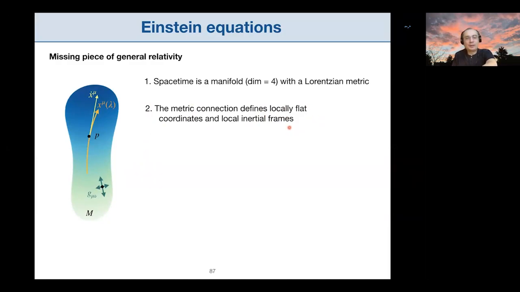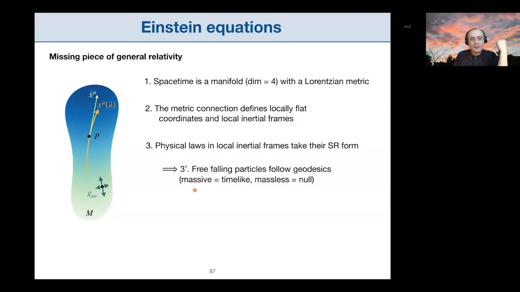in which basically we can use special relativity intuitions. Then all physical laws in these inertial frames take their special relativity form. And in particular, the free-falling particles follow geodesics, so curves which appear straight in the local inertial coordinates around each point. The massive particles correspond to time-like geodesics, massless particles or light rays correspond to null geodesics.